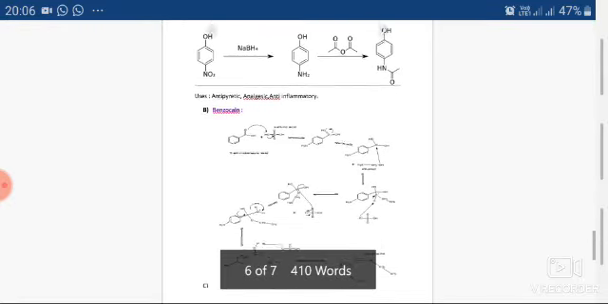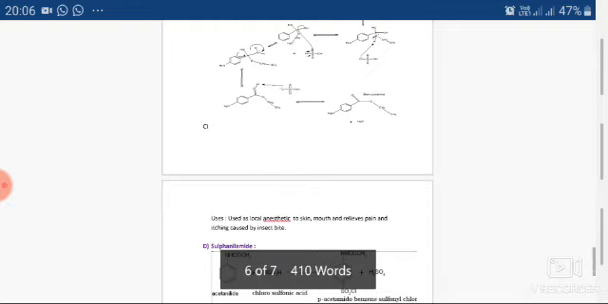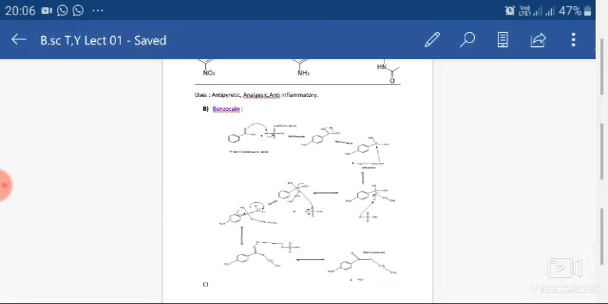The next drug is benzocaine. In this we will see firstly the synthesis of benzocaine.